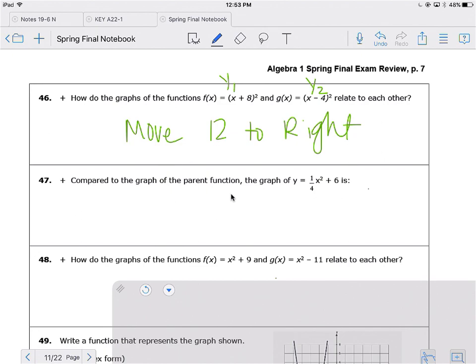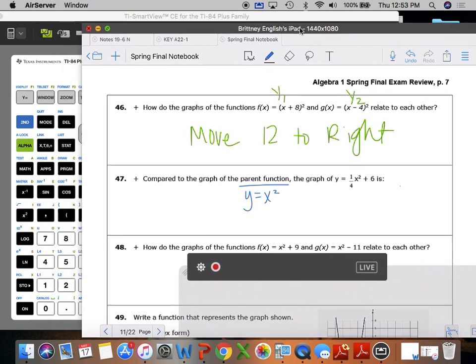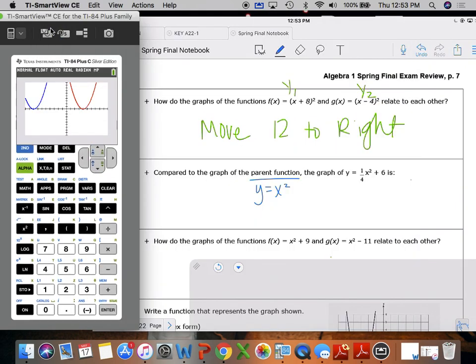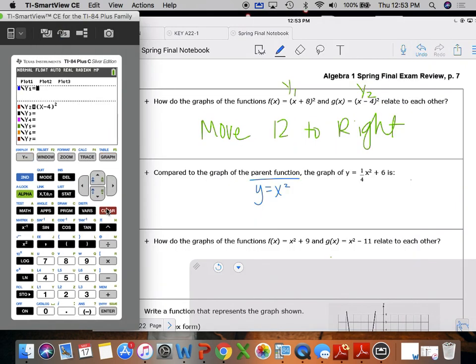47 says, compared to the graph of the parent function, the graph of y equals 1/4 x squared plus 6 is. So first thing I need to remember is that the parent function is y equals x squared. So in y1, I'm just going to put x squared so I have a visual to compare it to. In y2, I'm going to put this in exactly like I see it. I have 1/4 x squared plus 6.